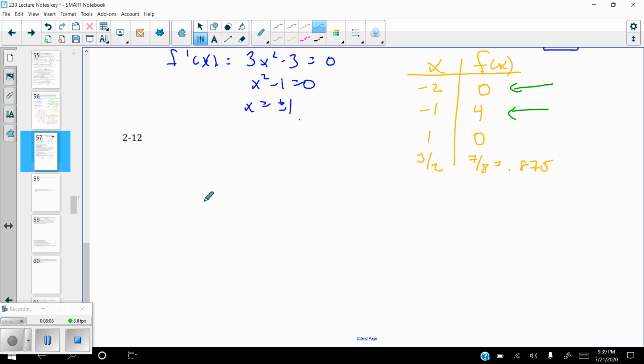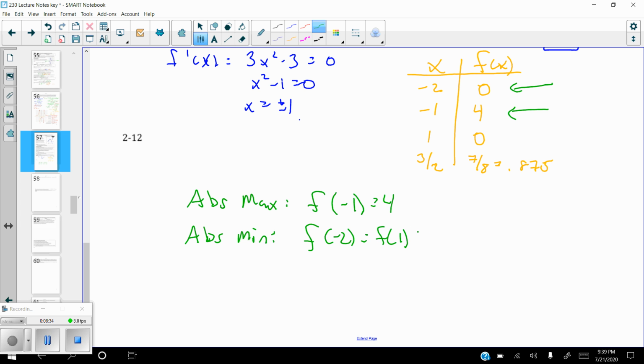that the absolute maximum is f of -1 equals 4. And the absolute minimum, and I could use either one of these. You could say f of -2, or you could say that that's equal to f of 1, and both of those equal 0. So the absolute maximum is 4, absolute minimum is 0. Okay?